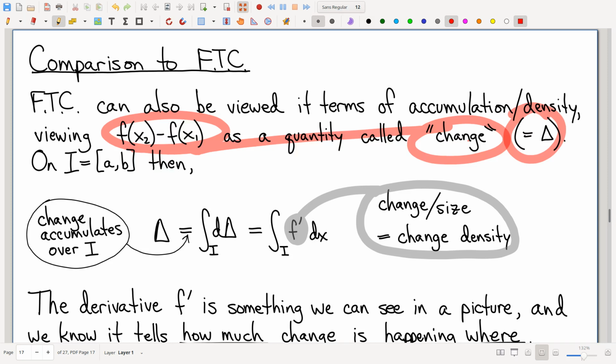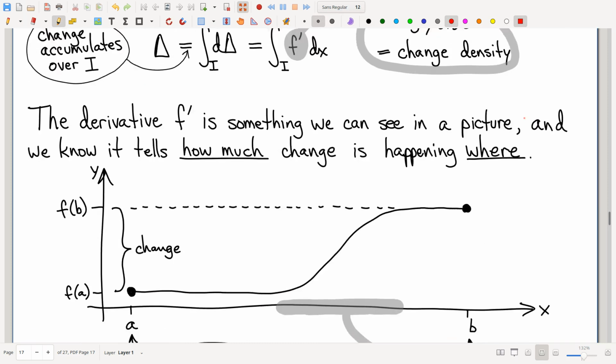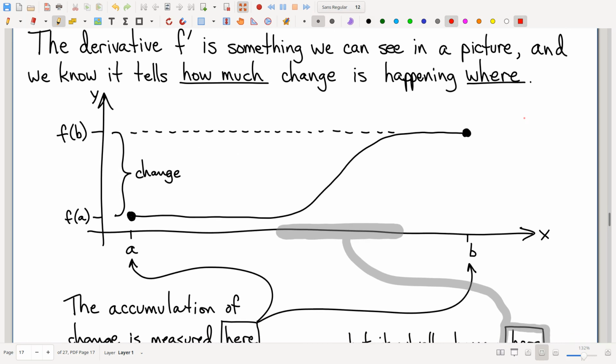Okay. Now, let me try to persuade you that this is an accumulating quantity. I think it's a pretty easy pitch. Here I have a picture of a function that's changing. You can see it change right there. And so here we go. We have an interval from A to B. This interval from A to B causes the function f to change from that value to that value. Said differently, there is a certain amount of change happening on this interval.